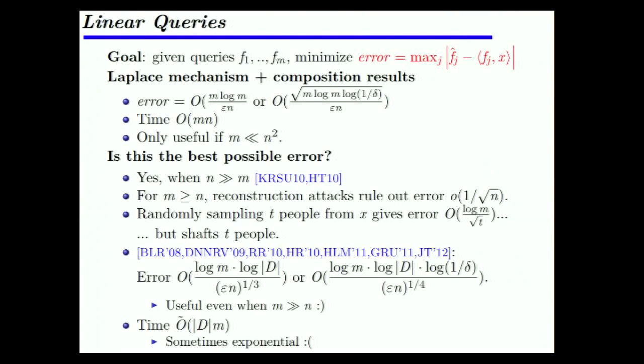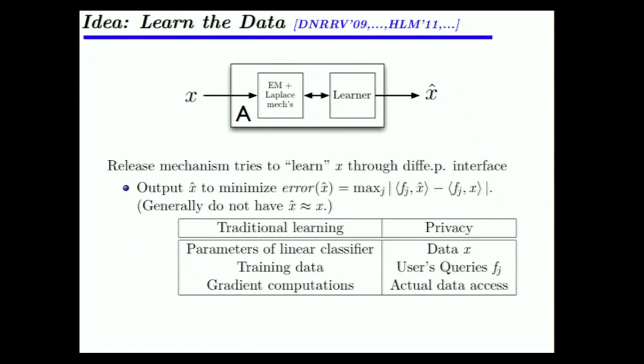But the point is, the great thing about this is it's useful when m is very large. The bad thing is that it goes really slowly. That is, you pay running time proportional to the number of possible elements in the domain. So that could be very large. Let me try to give you, in a minute, a quick overview of how these ideas work. I'm going to give you a version due to Hardt, Ligett, and McSherry, and it's based on an idea of what I'll call learning the data that came out of a paper of Dwork, Naor, Reingold, Rothblum, and Vadhan.